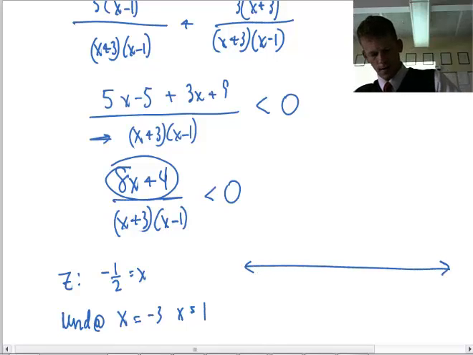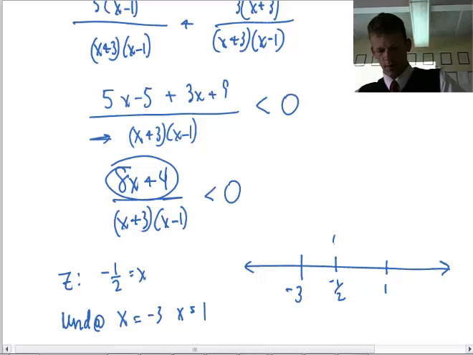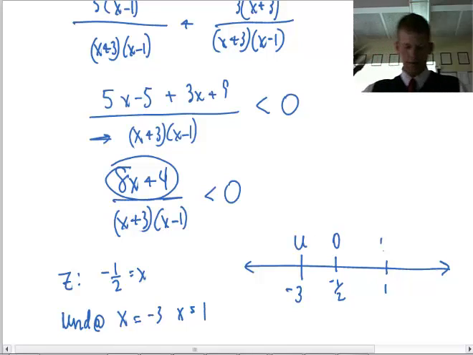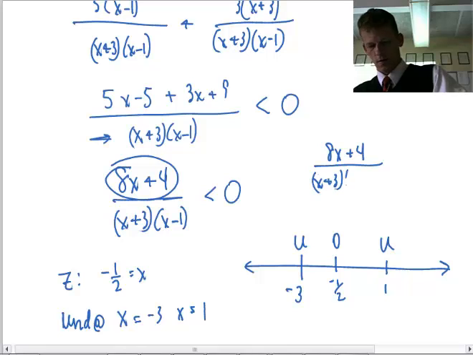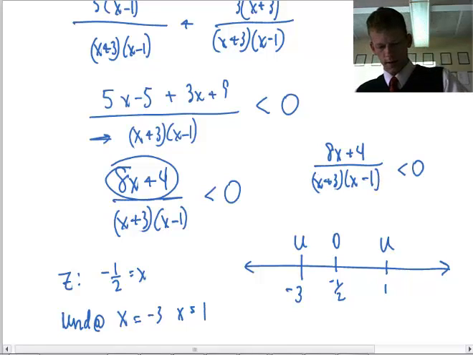I number line it quickly. I'm going to have -3, I'm going to have 1, and then I have -1/2. -1/2 is a 0. I put a u here and a u here for undefined, and now I'm just interval testing. So I'll write the equation above, 8x plus 4 over x plus 3, x minus 1. I'm looking for one that's less than 0, so I interval test the test point.